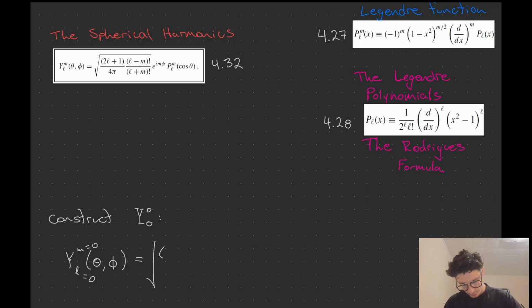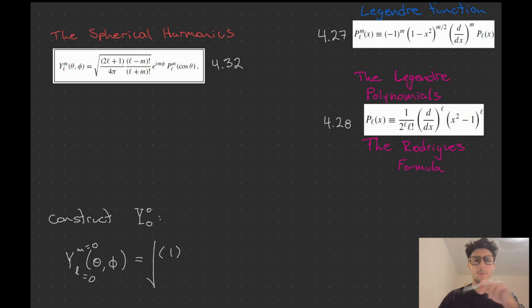2 times 0 is just 0, and 0 plus 1 is just 1. All right, I'm looking up here. 2 times 0, we have l equals 0. We just plug a 0 in here. 2 times 0 equals 0 plus 1. This gives us 1. l minus m. Here we have 0 minus 0.